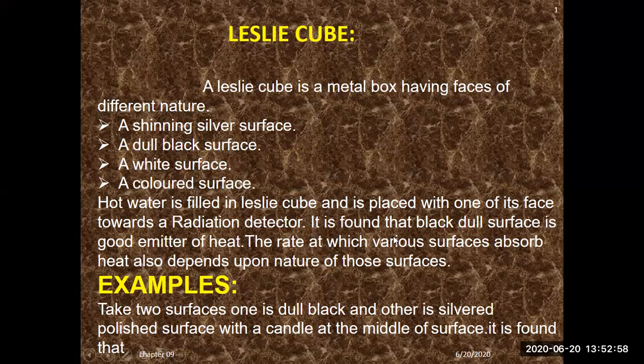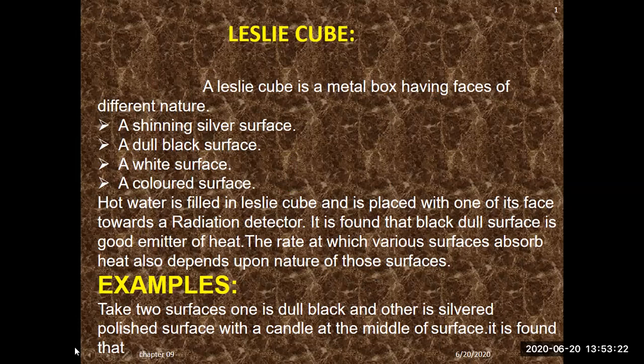It is found that the dull black surface is a good emitter of heat. The rate at which the various surfaces absorb heat also depends upon the nature of these surfaces. So this is the experimental setup which shows which color and which type of surface is more effective for the absorption or the emission of radiation.